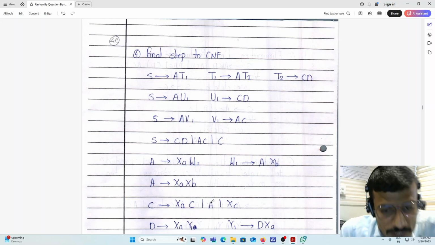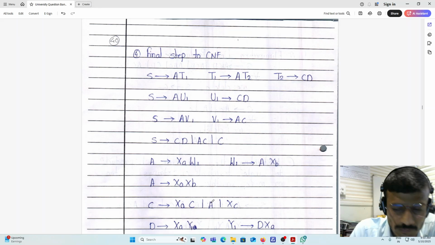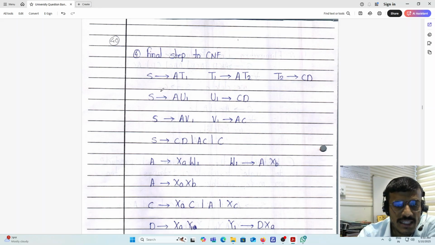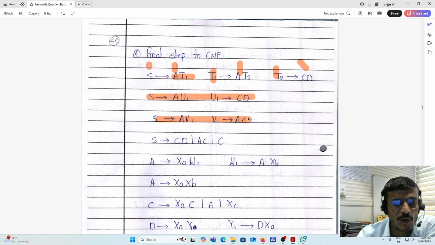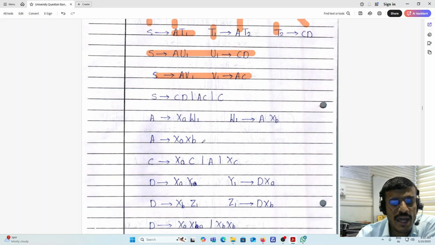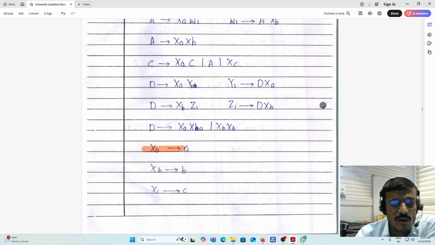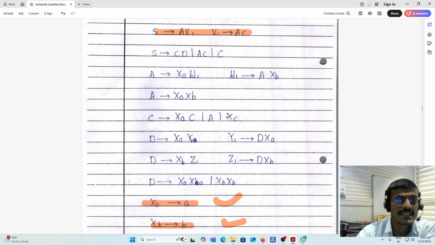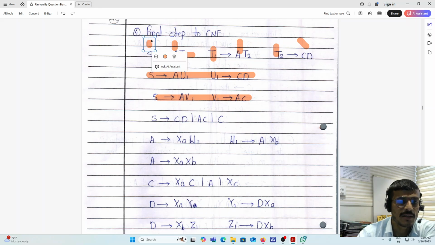After substituting all these things, S tends to A T1, that is one non-terminal symbol tends to two non-terminal symbols, T1 tends to two non-terminal symbols, T2 tends to two non-terminal symbols. Likewise both have two non-terminal symbols on the right side. And one non-terminal symbol tends to a terminal, one non-terminal tends to a terminal. So that is the result.